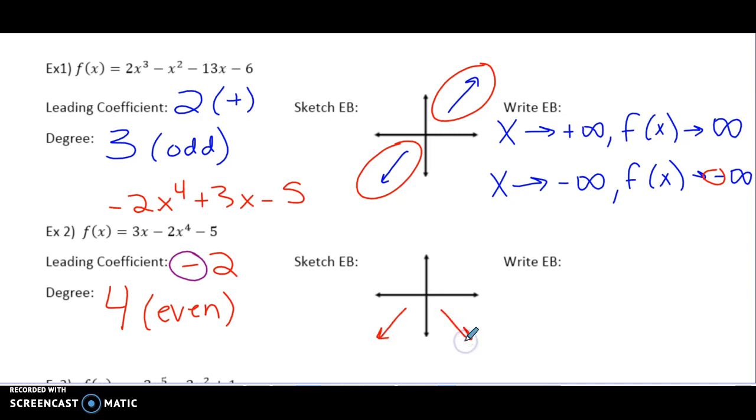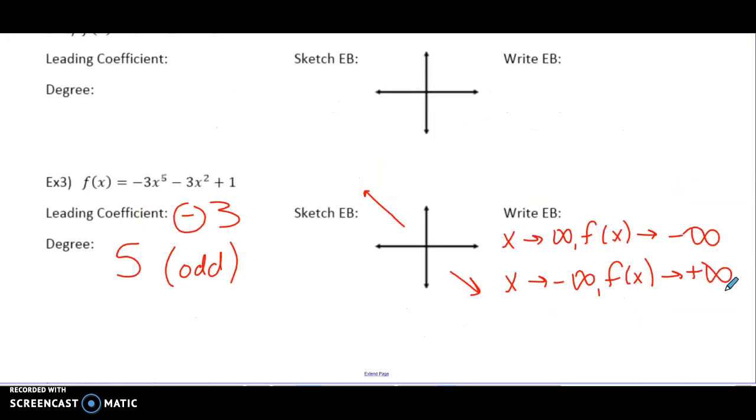Which means, regardless of the way x is going, as x goes to the right, f of x is going to negative infinity, and as x goes to the left, f of x also goes to negative infinity. They're both going down. All right, check your answers for number 3.